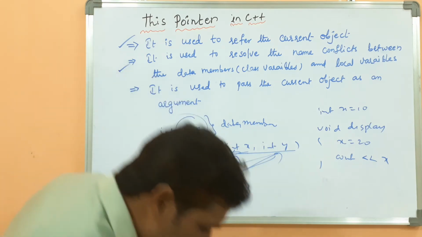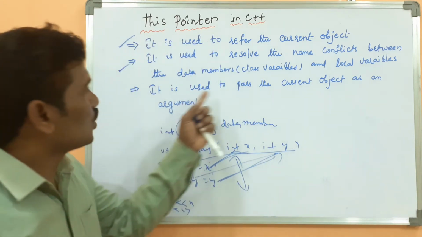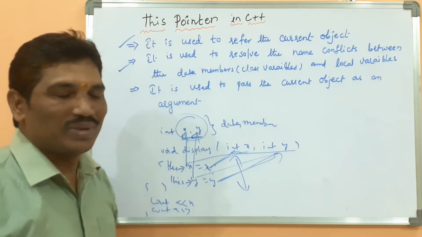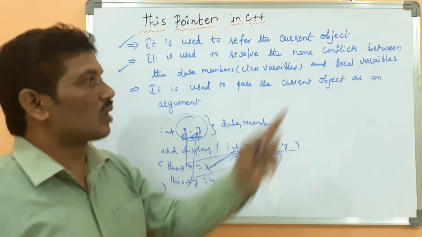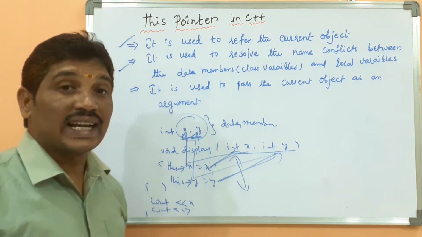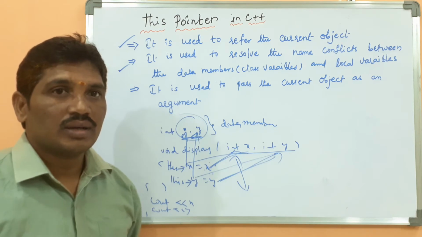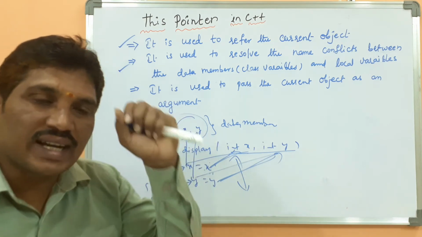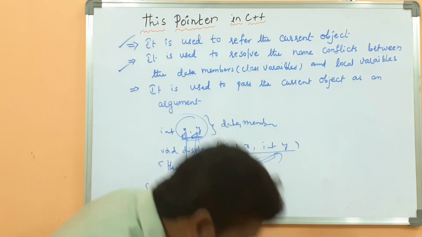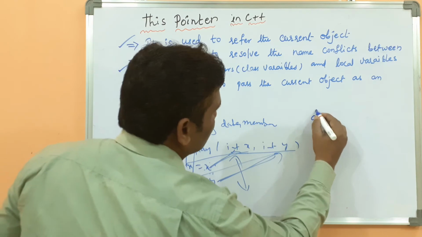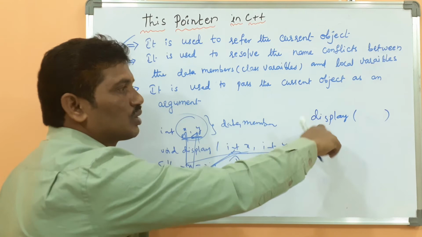And the third use is that it is used to pass the current object as an argument. Yes, exactly, it is possible. If you create n number of objects of the same class, as I discussed at the beginning of this class, how do you pass the current object to a particular function? Suppose I want to pass it to the display function.